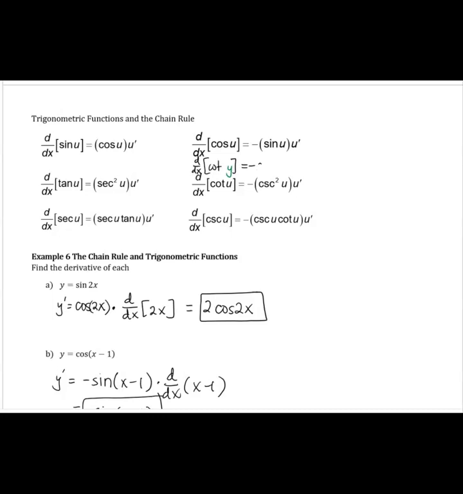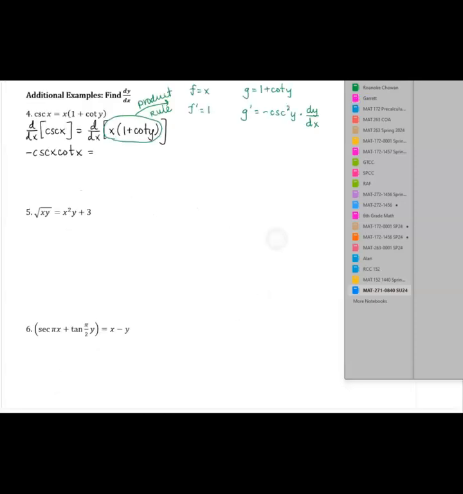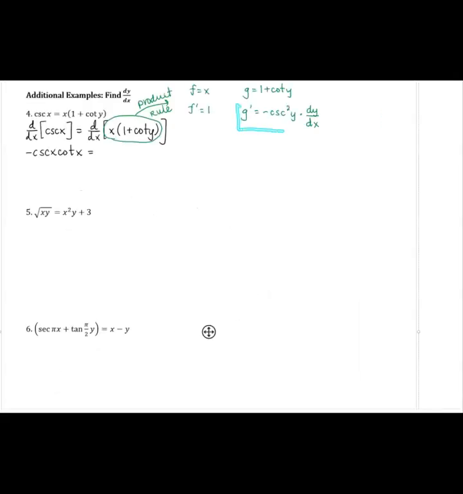So we should get negative cosecant squared y, but then this needs to be multiplied by u prime, the derivative of what u was. Our u was y. The derivative of y is dy dx. And so that is how we're getting what we have here.